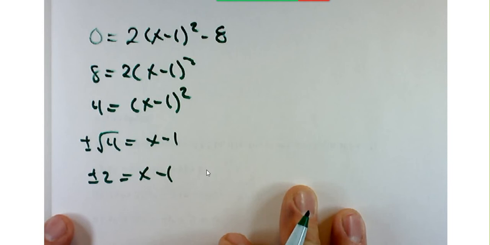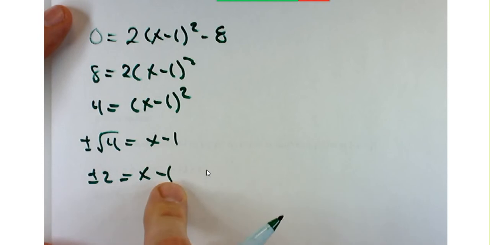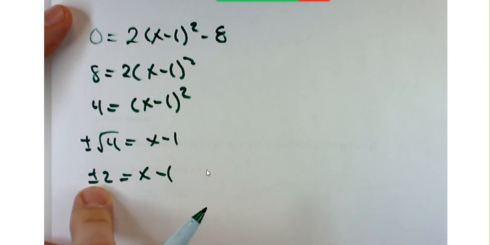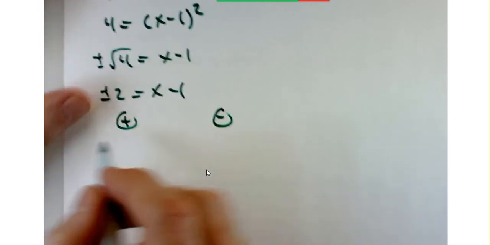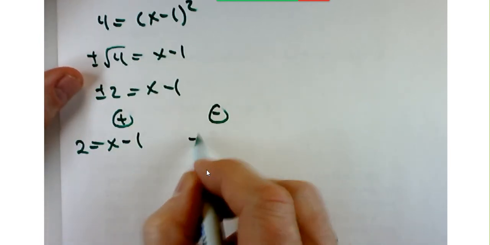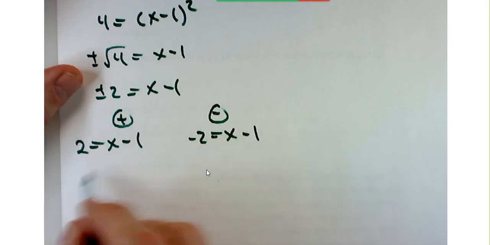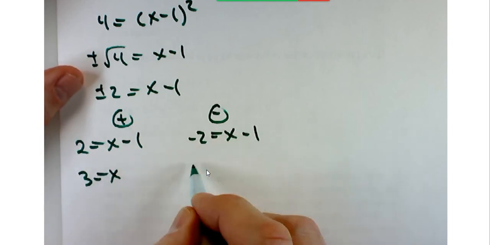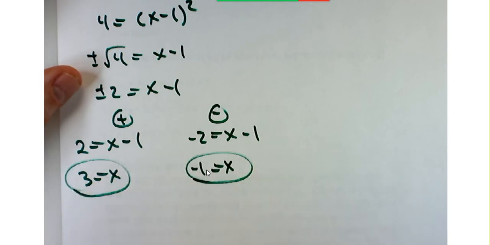And it's really easy to get kind of led astray here because of that plus or minus. People want to move the 1 over and go, oh, plus or minus 1. It's not quite that simple. So let's take just an extra moment and do the positive case, that is assuming we have a positive 2, and the negative case, assuming that we have a negative 2. If I add 1 to both sides, I get x equals 3. If I add 1 to both sides here, I get x equals negative 1. Cool.